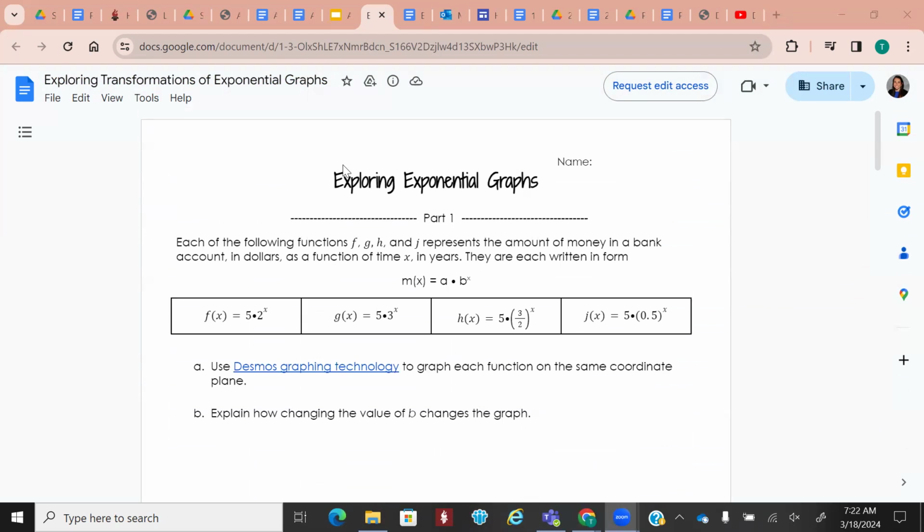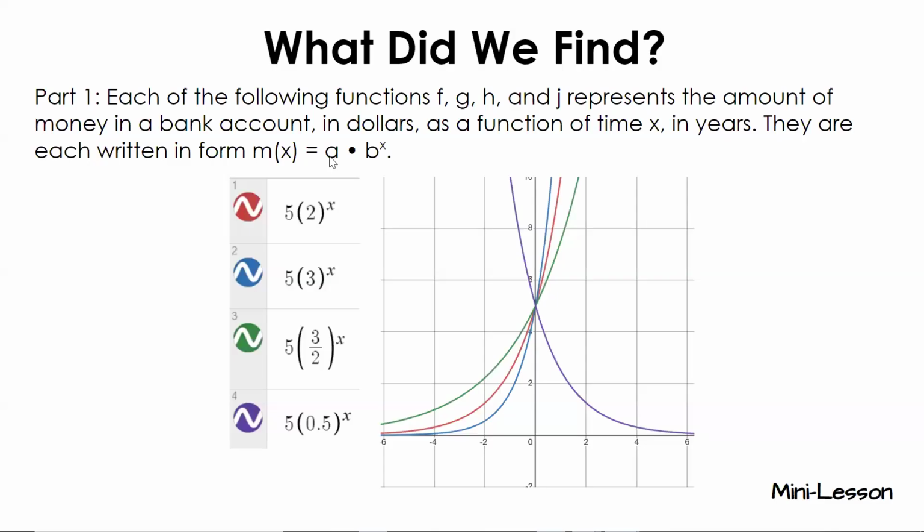In part 1, each of the following functions, F, G, H, and J, represent the amount of money in a bank account each year. They're written in this form, A times B raised to the X. So the initial amount, which is this A, look at all of these different functions from part 1. They're all the same, right? It's just the B that changed.